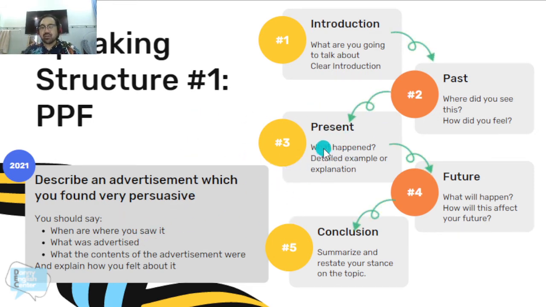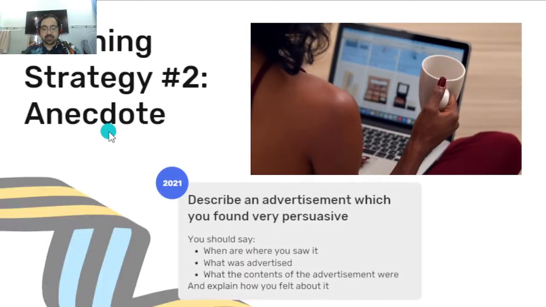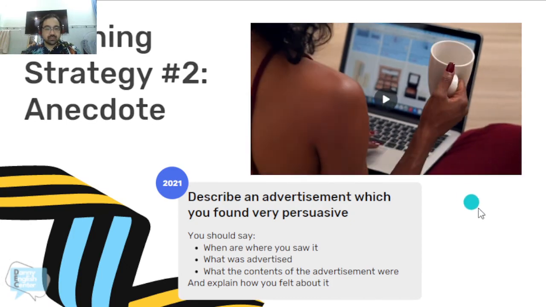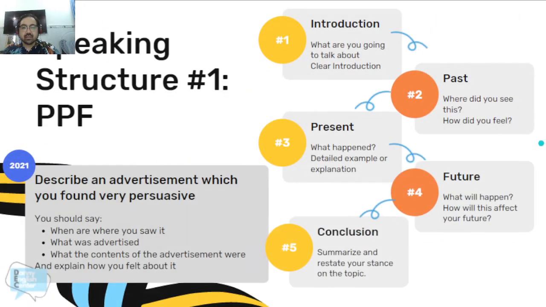So after I saw all of these things, how was I persuaded? Or how am I persuaded at this current time? All right? And then finally, talk about the future. What am I going to do with this new information? How have I been persuaded? What am I going to do? Right? And then finally, conclusion. That was the topic. That was the advertisement, and that's why I was persuaded.